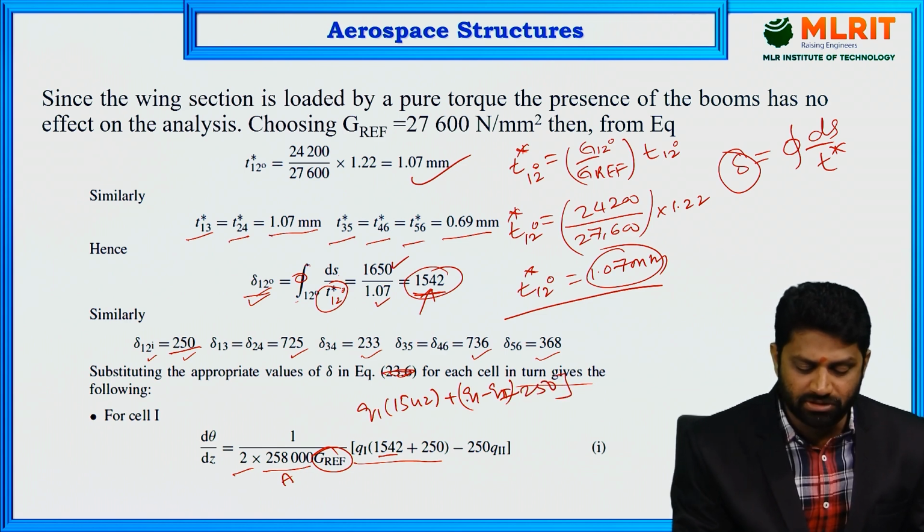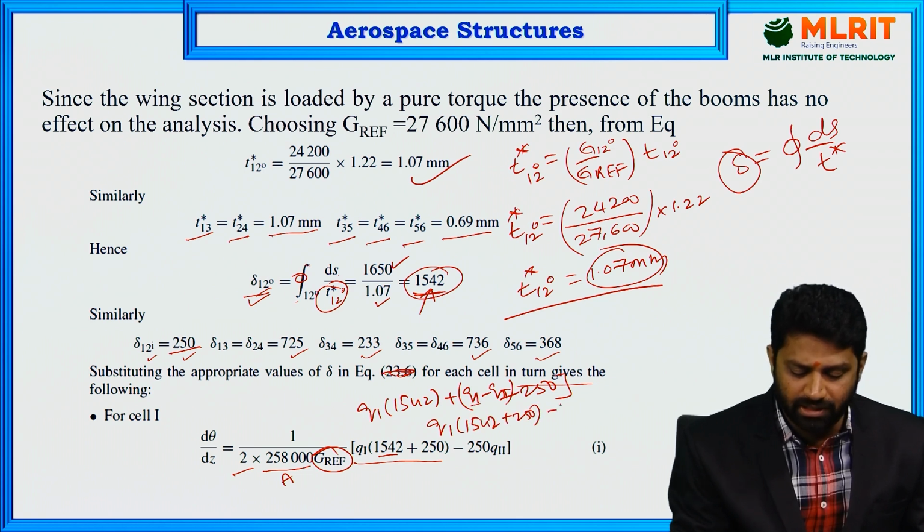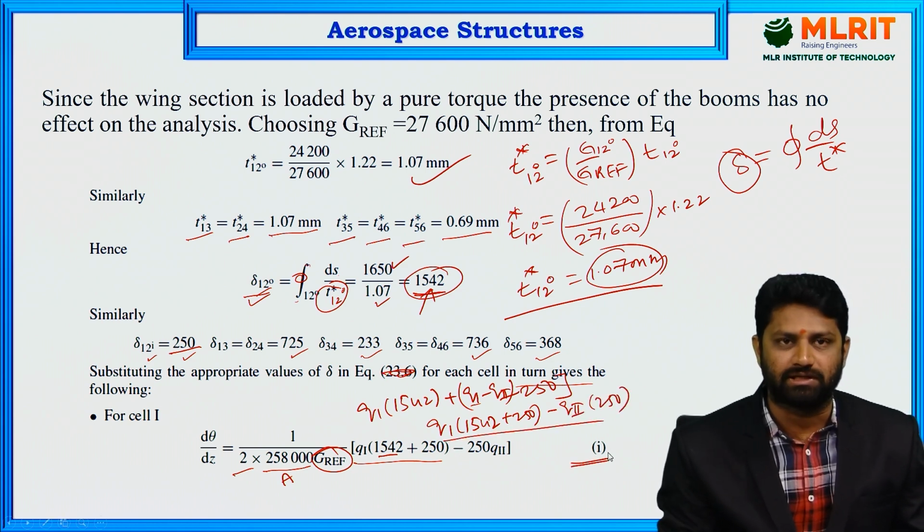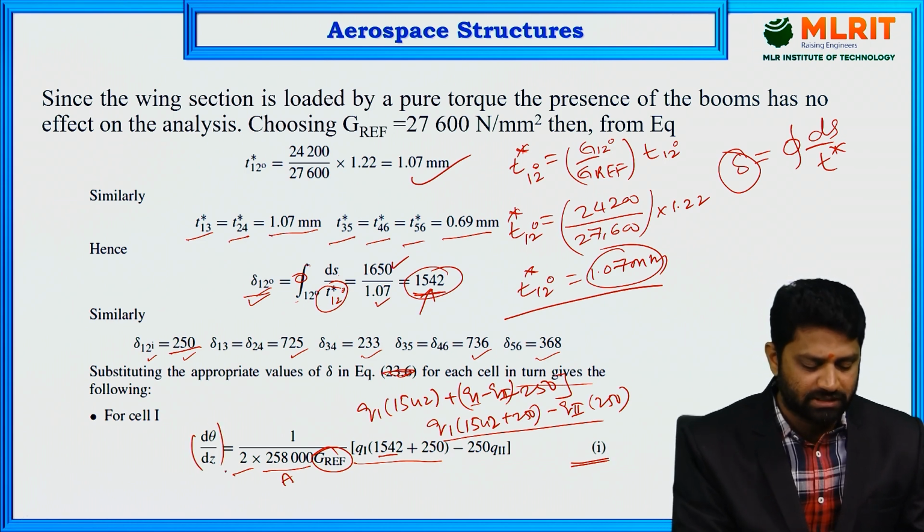And if you try to split this equation, what do you get? Q1 into 1542 plus, again you can take this common, so you'll get 250, and then minus Q2 into 250. Okay, so this is the equation number 1 we consider. So this is the rate of twist for cell 1.